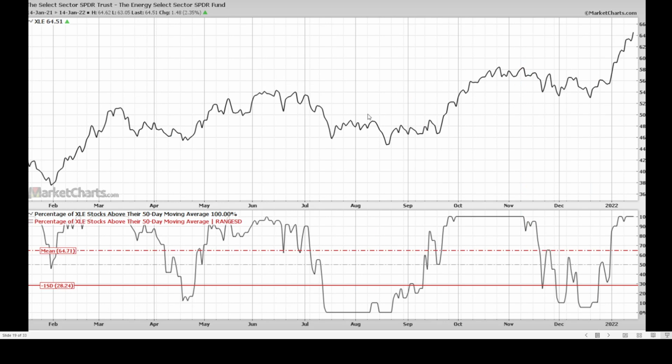So let's go on to the energy sector, and look what I was able to find for you. We're cutting out some positions that are not as popular to add a little more information on the more popular positions. And check this out. The percentage of XLE stocks above their 50-day moving average is 100%. And I want to point out that every time it's got to 100% in breadth, you see about a peak in the stock price.